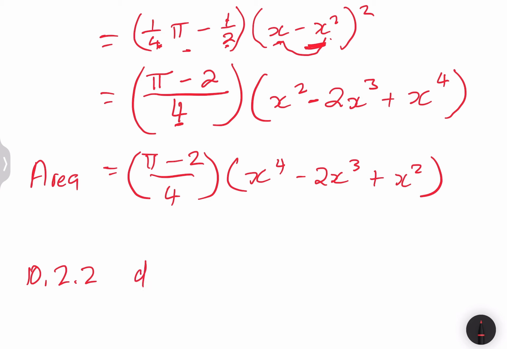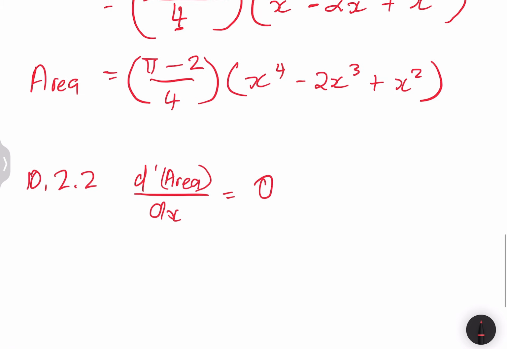We are deriving the area with respect to x, right? So we're going to say dA/dx. In this case, we are taking the derivative and making it equal to 0. So how will we get that derivative?